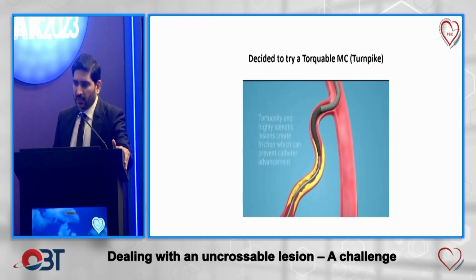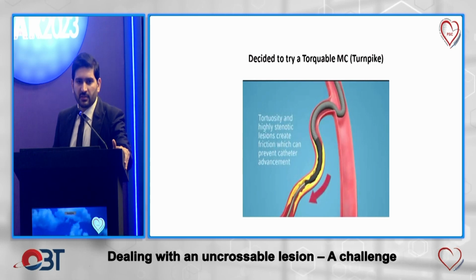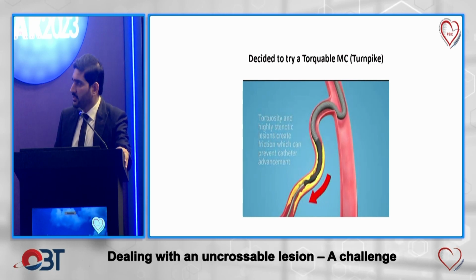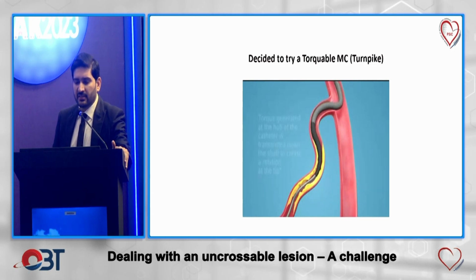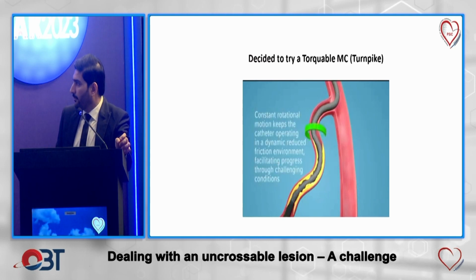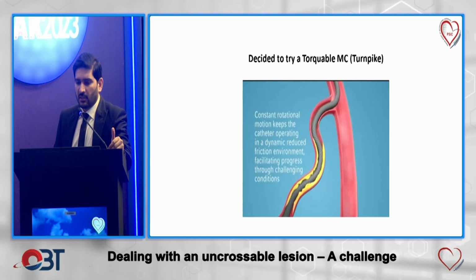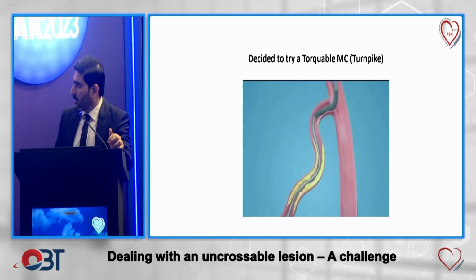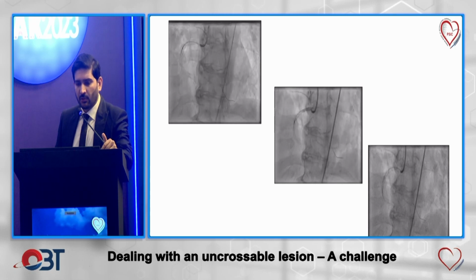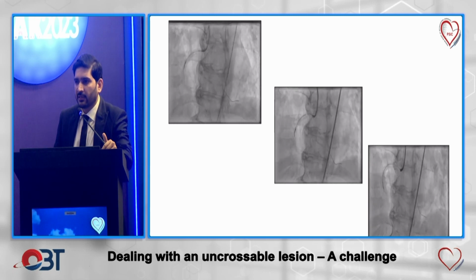So this is a pictorial demonstration of a torqueable microcatheter, which is a Turnpike in this case, and how it works. Tortuosity and highly stenotic lesions cause hindrance in the catheter advancement. The torque generated at the hub of the catheter is transmitted down the shaft to create a rotation at the tip. So constant rotational movements keep on facilitating the catheter through the stenotic part. As you can see, the torqueable microcatheter, the Turnpike in this case, facilitated delivery of the microcatheter in the distal vessel.